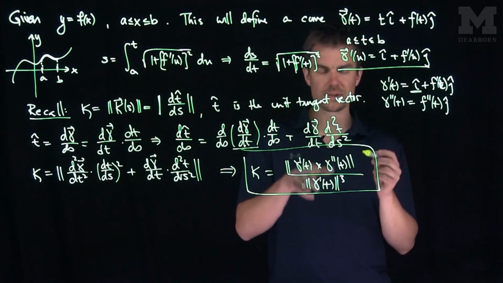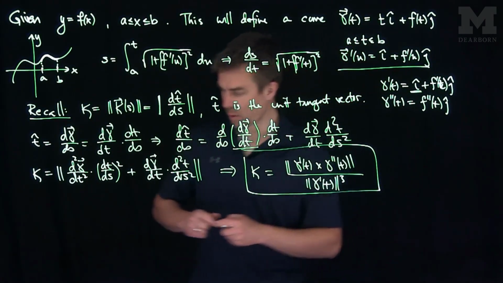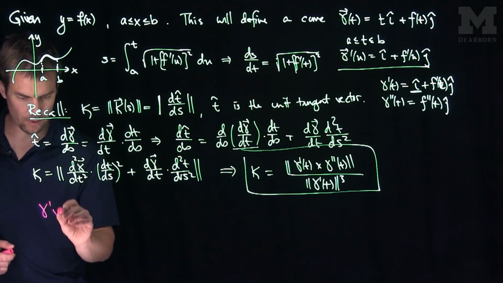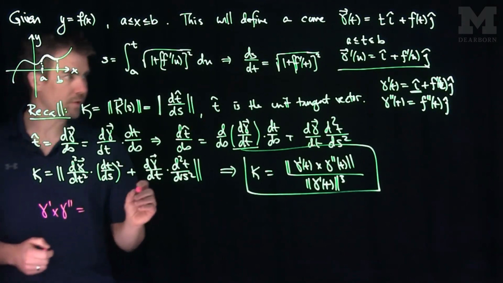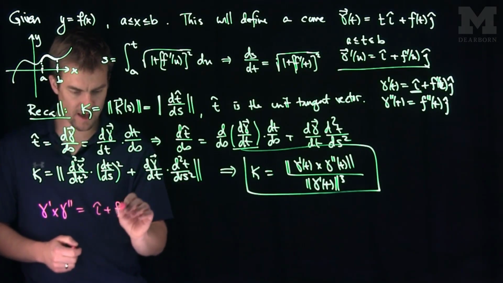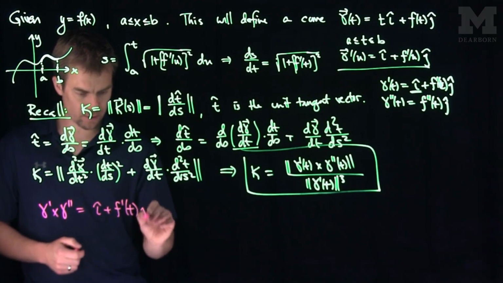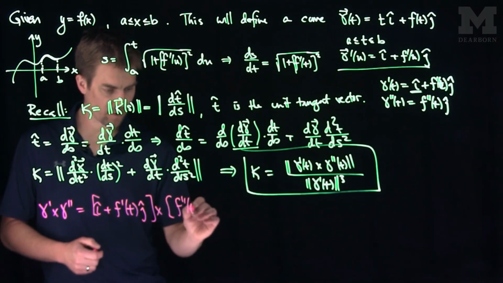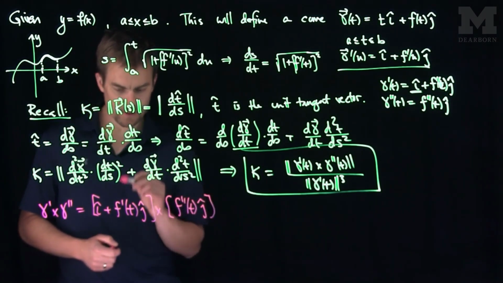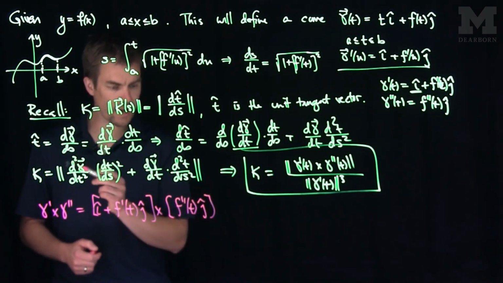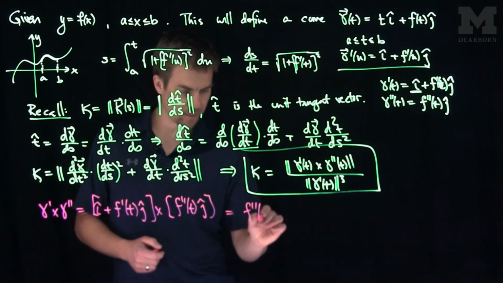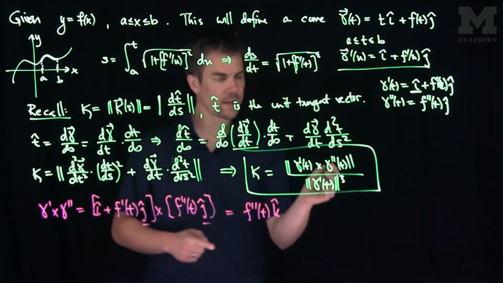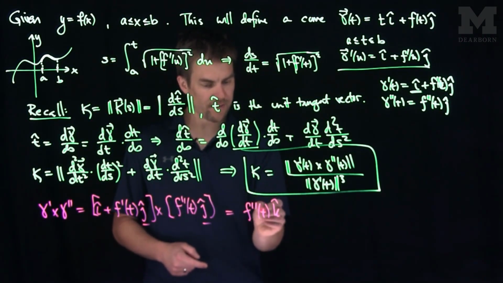So if we want to cross gamma prime and gamma double prime, what will we get? So if I do gamma prime cross gamma double prime, that's going to be i hat plus f prime of t j hat, and I'm going to cross this with f double prime of t j hat. Now i hat cross j hat is k hat, so this is going to be f double prime of t k hat. And j hat cross j hat is 0, so this whole top expression over here is just f double prime of t k hat.